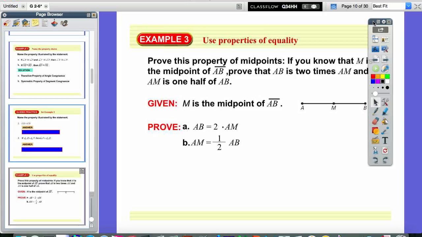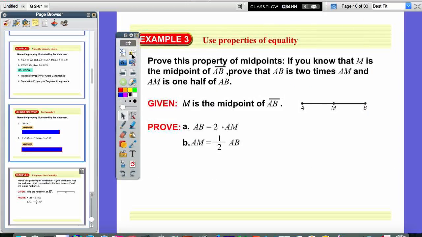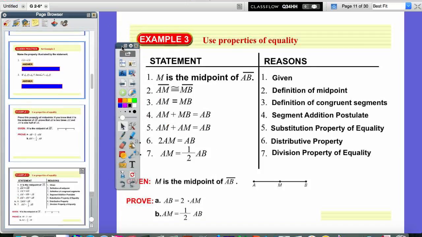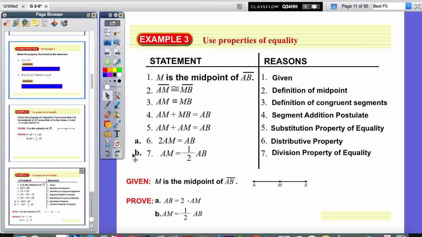For this next problem, this is a guided practice, and we did not do this one in class, but I'm going to walk through the steps here. What I did is I copied the given and the proof. M is the midpoint of line segment AB, and that's given. So my first statement is always what I'm given. My first reason is always the word given. My last statement is always what I'm asked to prove.